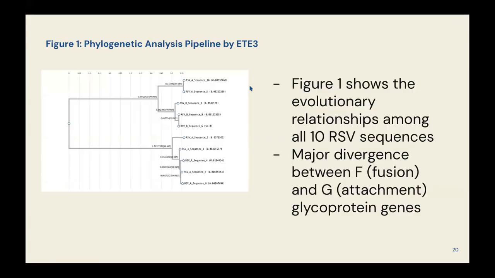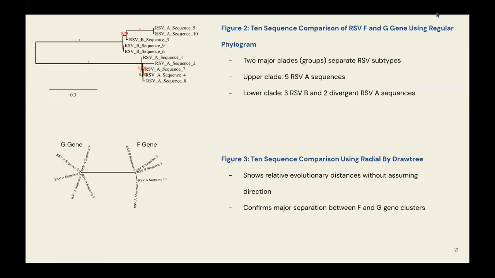From figure 1, we can see that figure 1 shows the evolutionary relationships among all 10 RSV sequences. Major divergence between F fusion and G attachment glycoprotein genes is seen, and we can see a very early evolutionary split. Figure 2 shows the 10 sequence comparison of RSV F and G genes using the regular phylogram on phylogeny.fr. We can see two major clades here, or groups, separated by the RSV subtypes. The upper clade included all 5 RSVA sequences, while the lower clade included 3 RSVB and 2 divergent RSVA sequences.